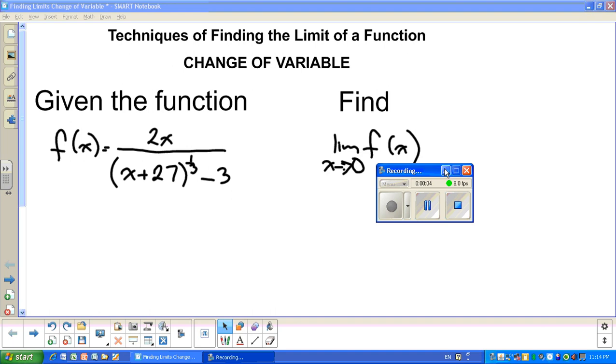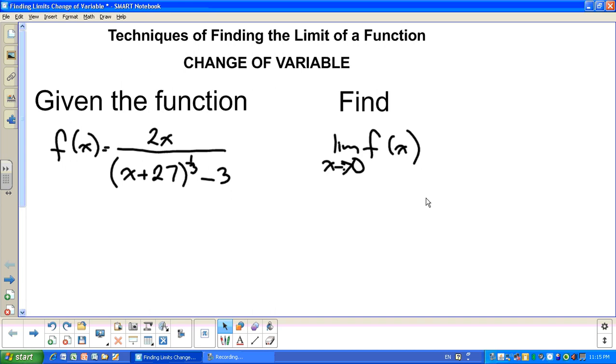This is Miss Mate, and we will continue our discussion about techniques of finding the limit of a function. Today, we will do a change of variable. Given the function f of x equals 2x over (x plus 27) to the power of 1 over 3 minus 3, we want to find the limit as x approaches 0 of f of x.